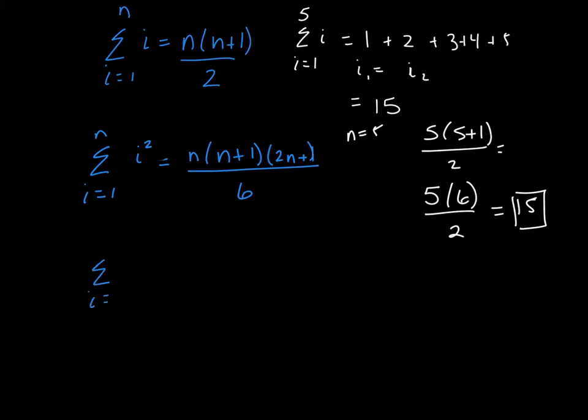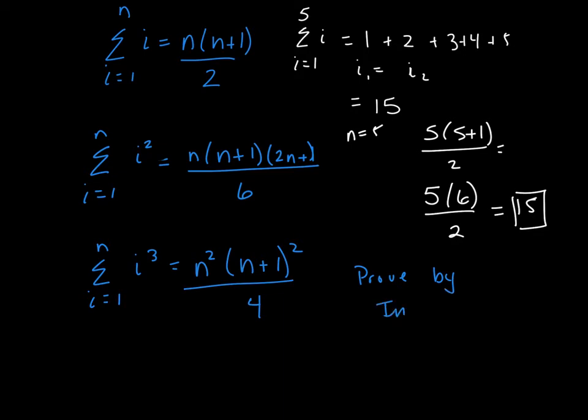Another one you need for this section is i is equal to 1 to n of i to the 3rd power, which is equal to n squared times n plus 1 quantity squared over 4. Now you can go back and prove all of those by induction. And you should have done that in pre-calc.